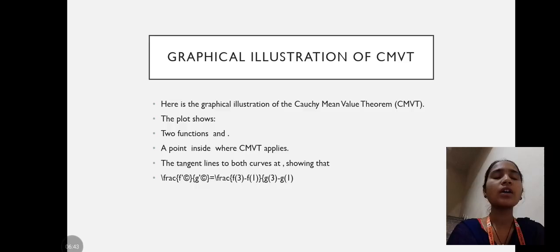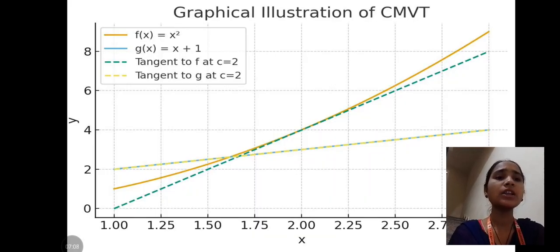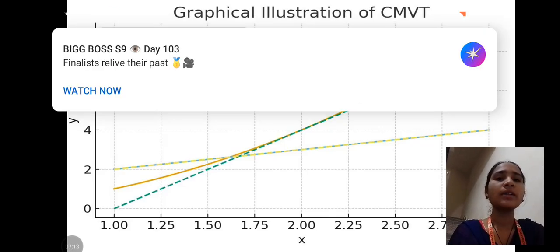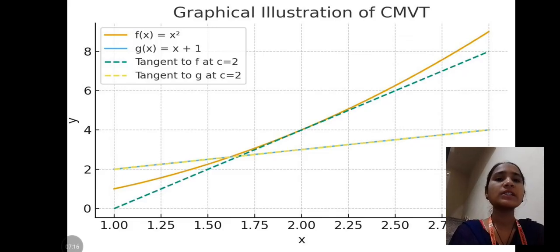Graphical illustration of Cauchy mean value theorem. Here is the graphical illustration of the Cauchy mean value theorem. The plot shows two functions and a point inside where Cauchy mean value theorem applies. The tangent lines to both curves show that f dash of c by g dash of c is equal to (f of 3 minus f of 1) by (g of 3 minus g of 1). Here f of x is equal to x square, g of x is equal to x plus 1, and the tangent to f at c is 2 and the tangent to g at c is 2.